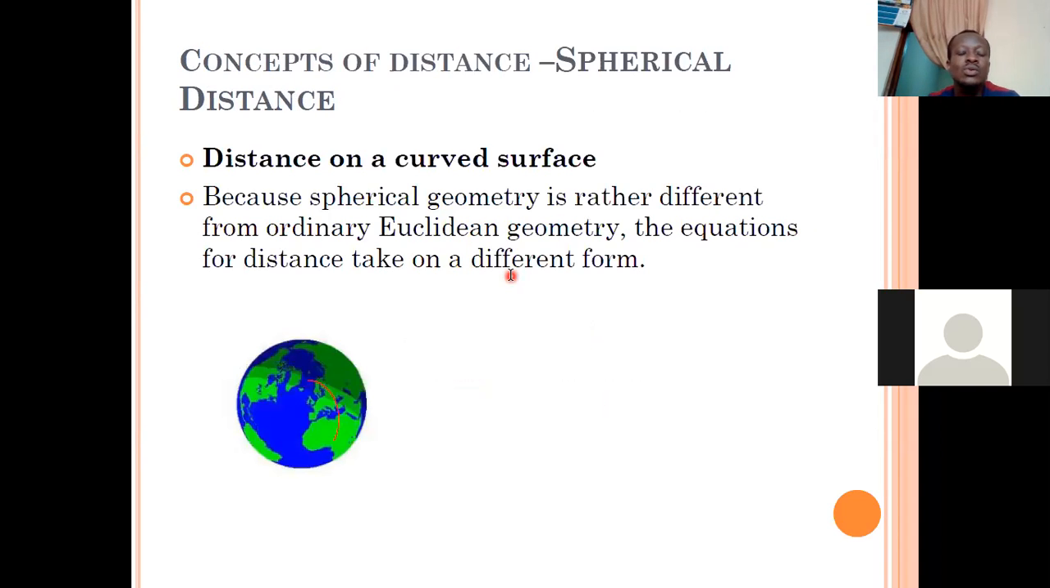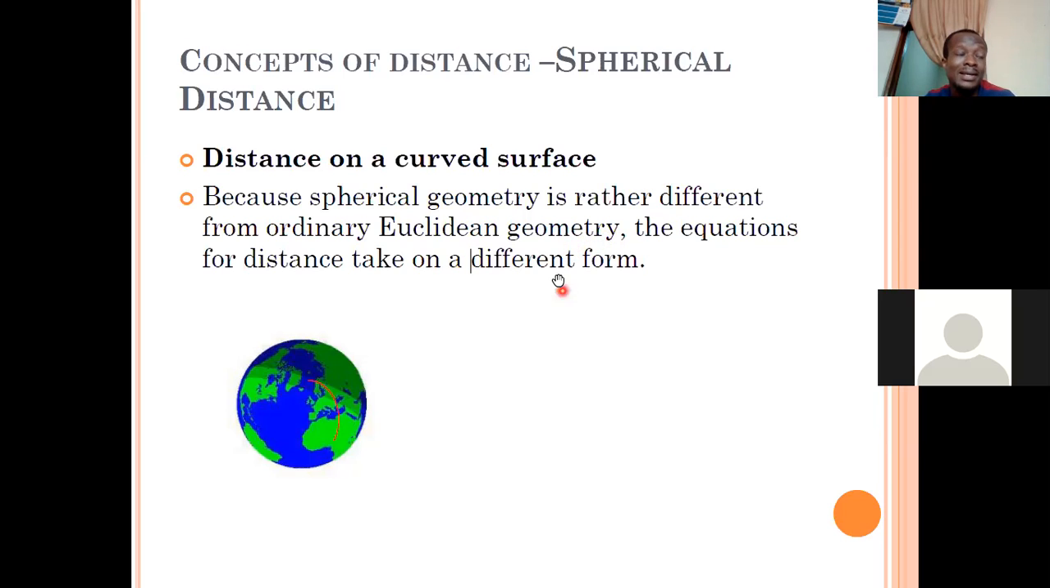Now, I think anybody who has done some cartography and some geodetic survey also understands what is on the board, so there's no need for me to talk about it. The spherical distance is a distance on a sphere, because spherical geometry is rather different. In fact, spherical geometry is a whole topic on its own.